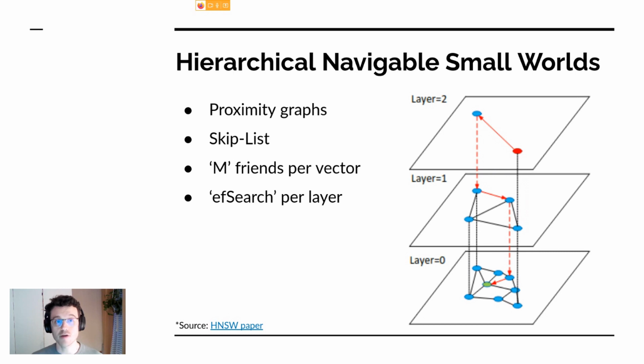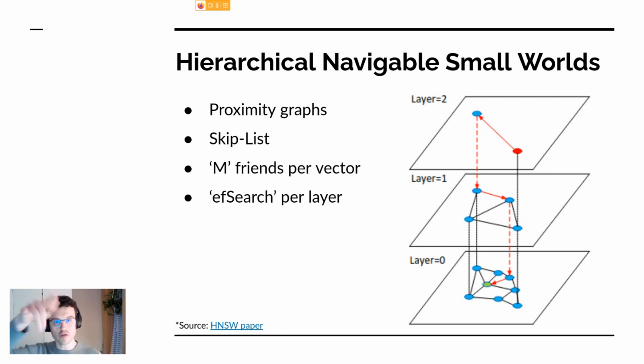HNSW stands for Hierarchical Navigable Small Worlds. I'll try to explain it properly. Basically, you have different layers of proximity graphs. A proximity graph is one where, if you are close to each other on the graph, it means you are close to each other according to a metric function. The trick here is that we're going to separate the links according to their length scale into different layers.